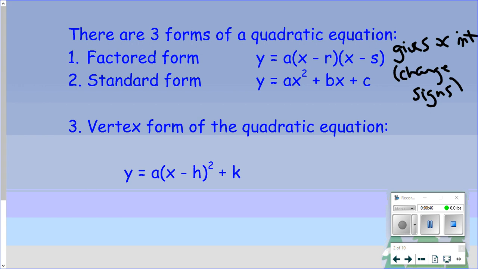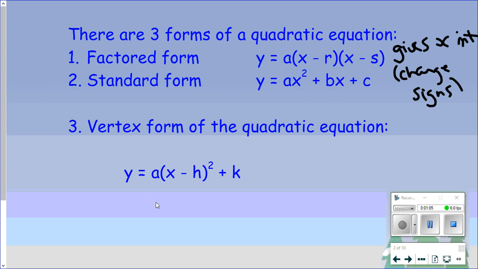The second one is standard form. It's just the general style. It really isn't a whole lot of use to us, although it does give us the y-intercept without a whole lot of muss or fuss. And then finally, of course, there is the vertex form, which we're looking at today.